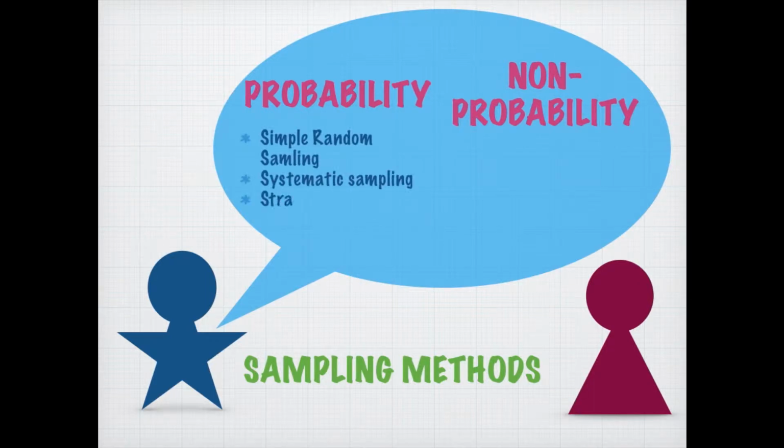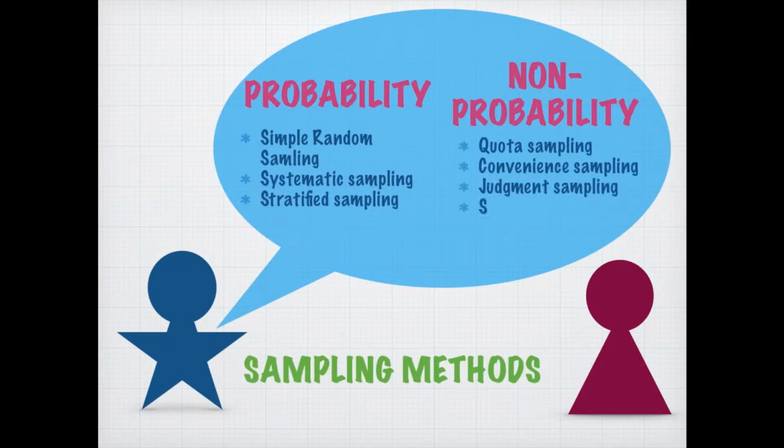Simple random sampling, systematic sampling, and stratified sampling are forms of probability sampling methods, where the samples, or students in our given situation, are selected in a random manner, while quota sampling, convenience sampling, judgment sampling, and snowball sampling come under non-probability sampling, where the students are chosen in a non-random manner.